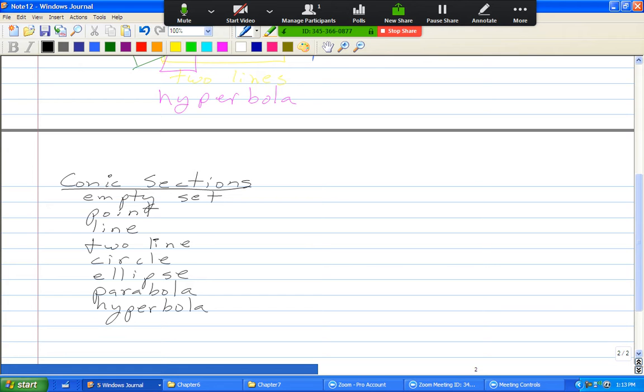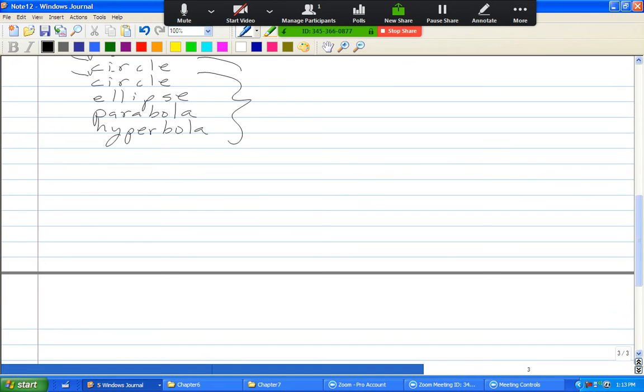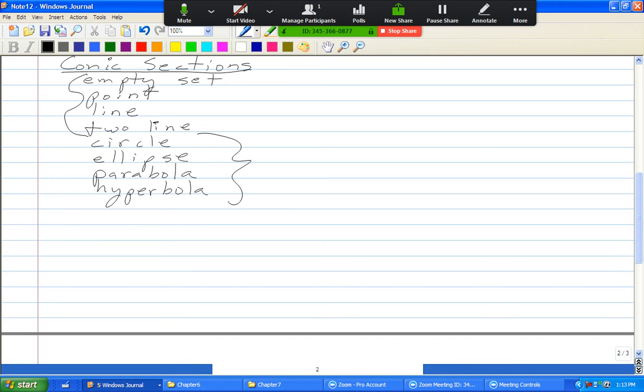So we've already really looked at the empty set, a point, a line, and two lines. So in this chapter, we'll look at the circle, ellipse, parabola, and hyperbola. Okay. So where would you see these?